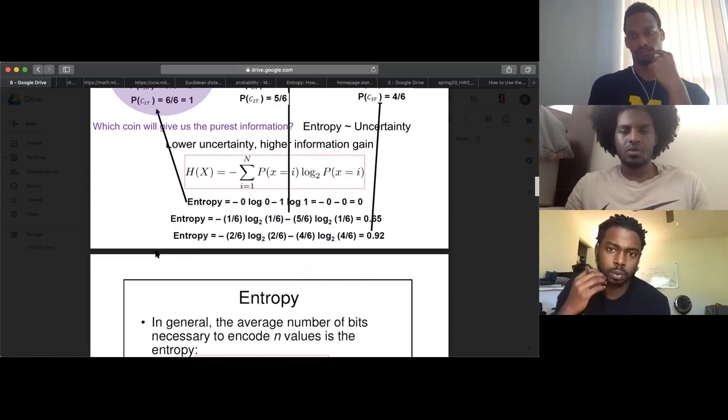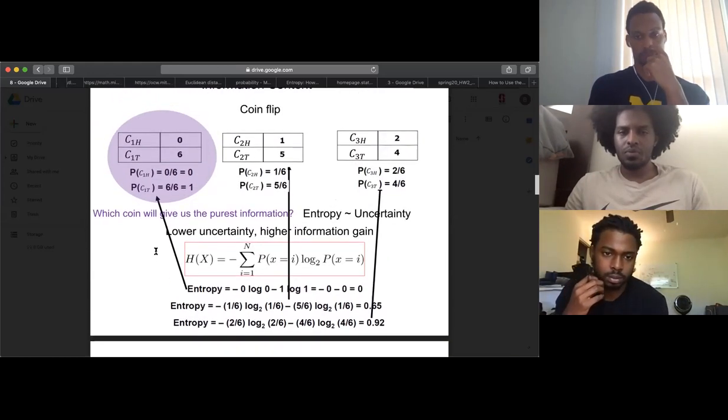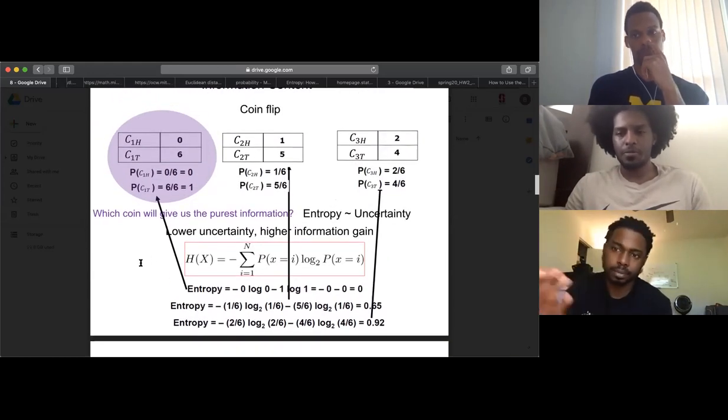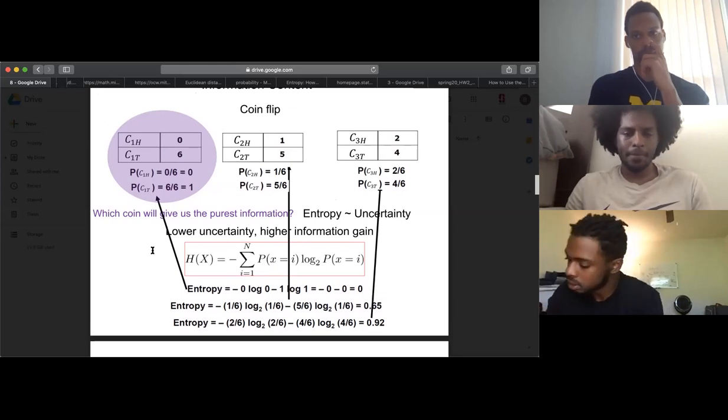Wait, no. I think we're minimizing. You're minimizing entropy. Okay, I see.